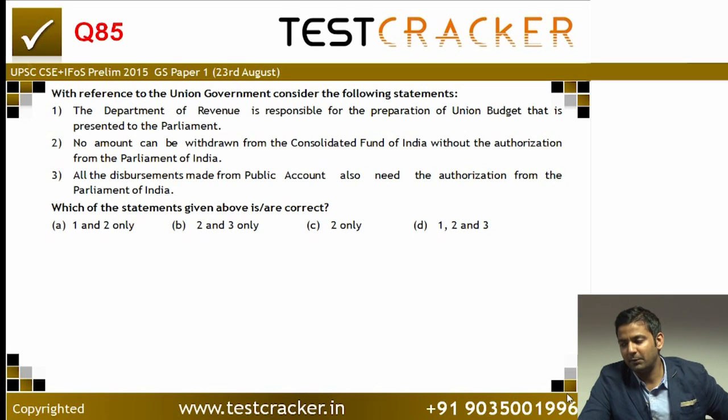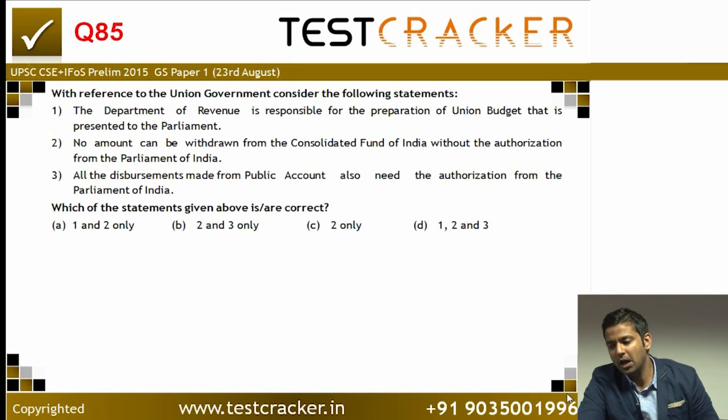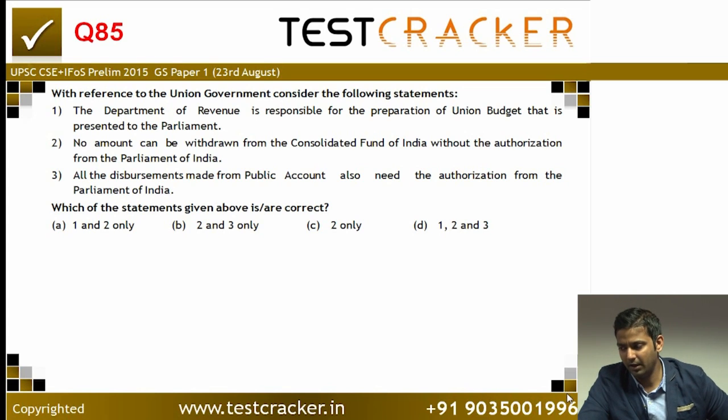Now no amount can be withdrawn from Consolidated Fund of India, CFI, without the authorization from the Parliament of India. We know this, right? You would know this clearly, even if you have read your polity book twice. If you read it only once, then it would not be easy to recall, but you know that 2 is correct and 1 is not. Why is 1 not? Because Department of Economic Affairs. 2 is correct. Now what about 3?